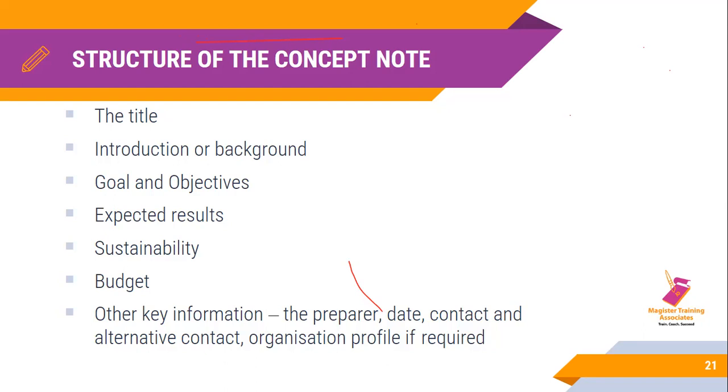Then the other information, like the date and the contact. If you need to be reached, you need to put it there. Profile: it's good to always have your company profile. If the company profile is required, then you can quickly submit it. If it's not required, then you can leave it out.